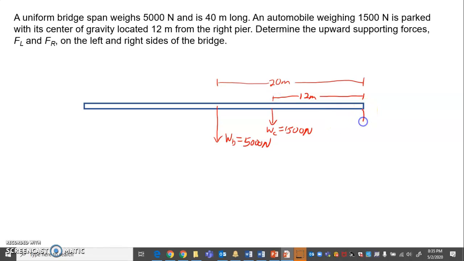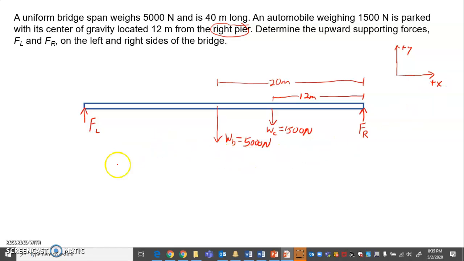And then we've got the support forces. So the bridge is sitting on things, and they call one of those things a pier. Okay, that just means it's sitting on something. So something's pushing up on it. So we've got FR and FL. So we have two unknowns.